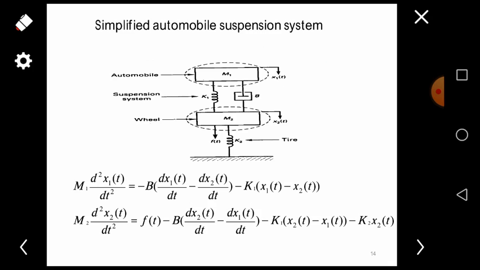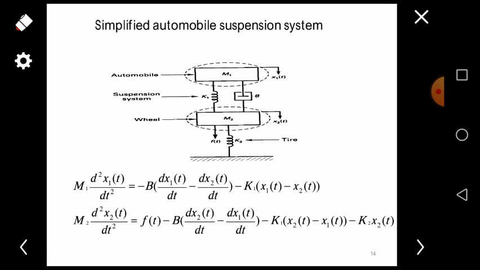Next, we are going to see an example problem based on the automobile suspension system. Here we have two masses. The first mass represents the automobile, and the second mass represents the wheel, and the spring and friction between mass 1 and 2 form the suspension system. Now the applied force is on mass 2, and on mass 1 there is no applied force.